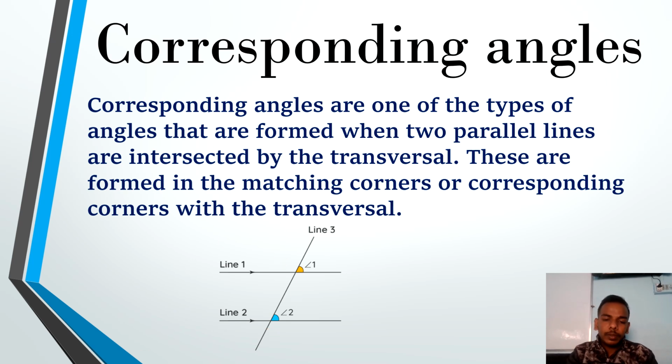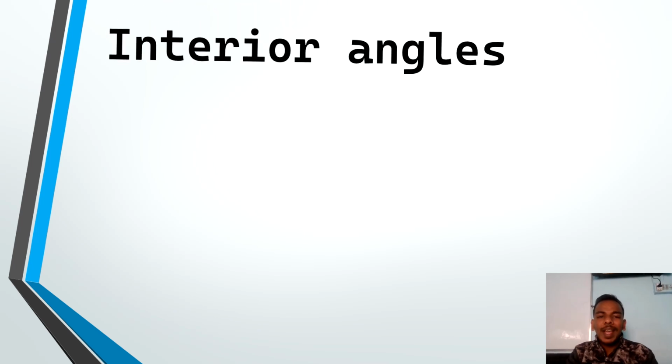Similarly, here you can see angle number 3 will be corresponding to angle number 4. Similarly, angle number 5 will be corresponding to angle number 6. Angle number 7 will be corresponding to angle number 8. So these are the four pairs of corresponding angles: 1 is corresponding to 2, 3 is corresponding to 4, 5 is corresponding to 6, and 7 is corresponding to 8.